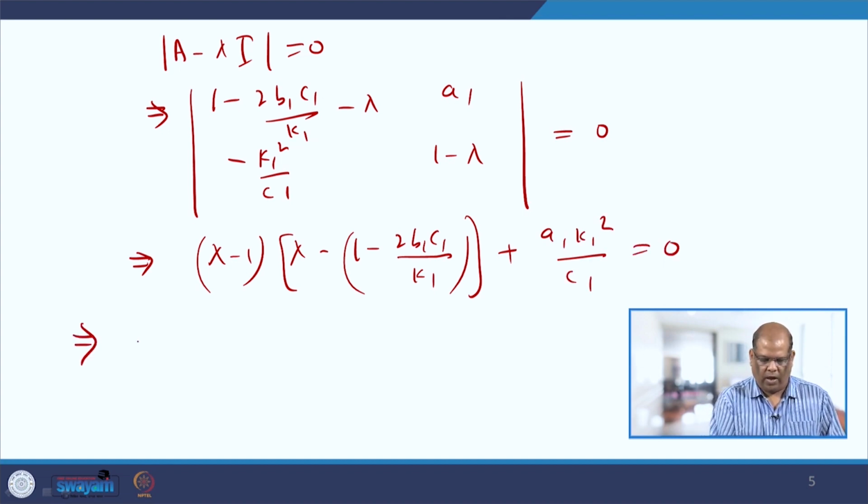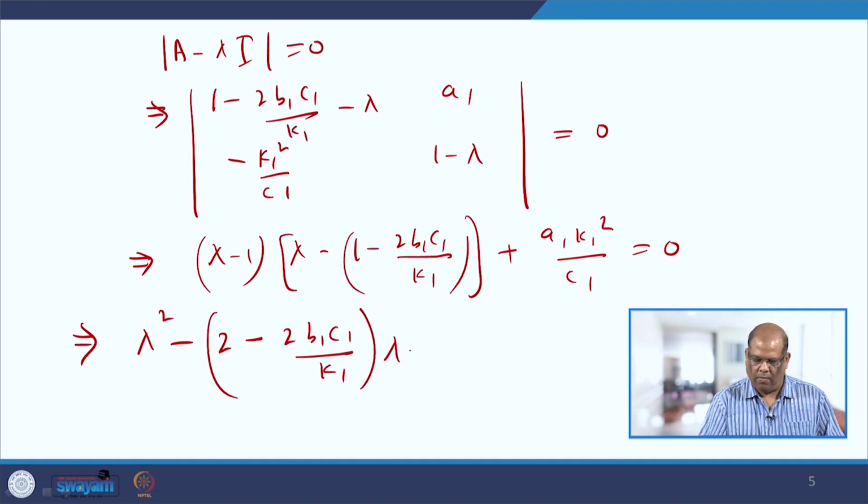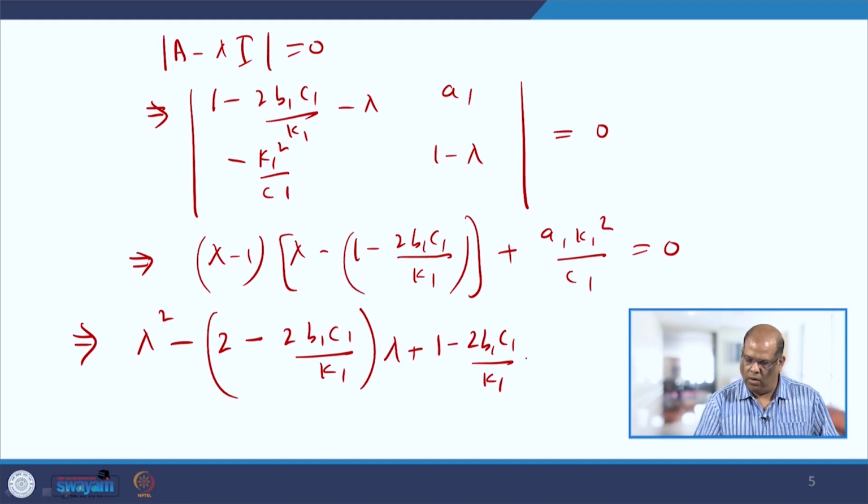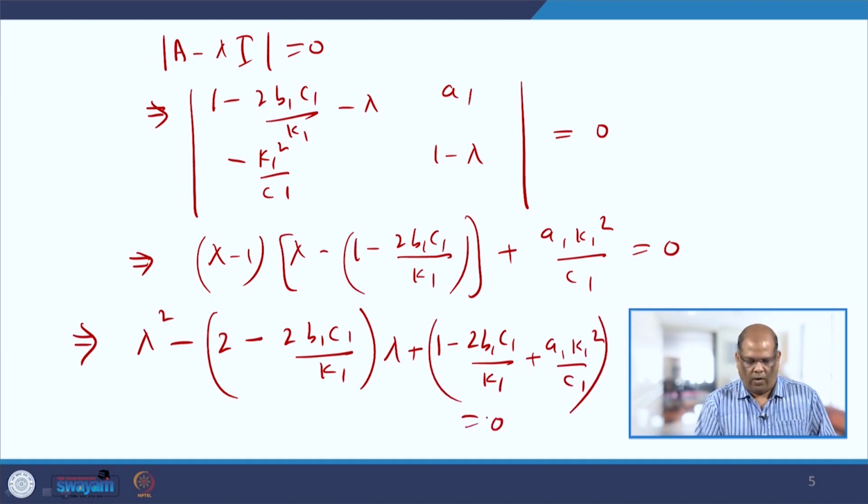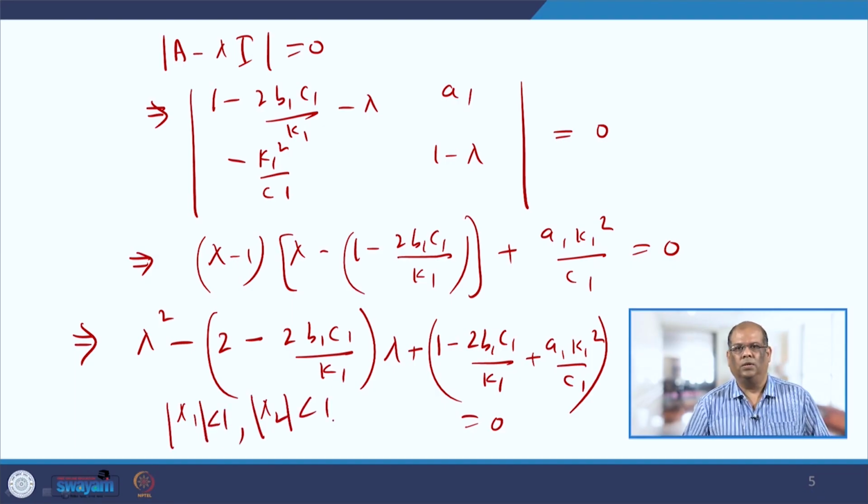If you simplify this, you will get lambda square minus 2 b1 c1 by k1 times lambda plus 1 minus 2 b1 c1 by k1 plus a1 k1 square by c1. And then you have to solve for the lambdas, which will be lambda 1 and lambda 2. You take the modulus of them. If they are less than 1, we will say that the system is stable.